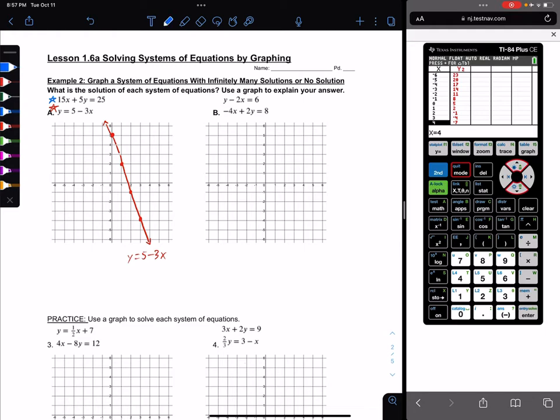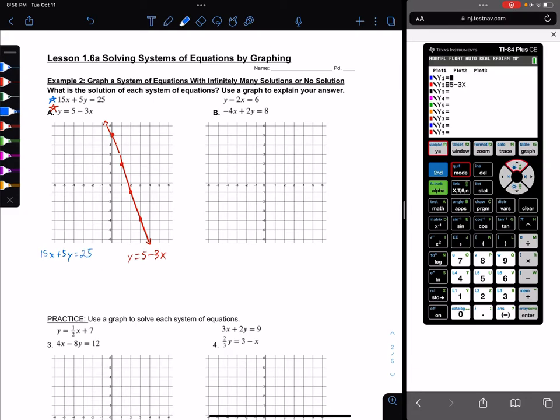Now if we look at the first equation, this 15x plus 5y equals 25, we run into a problem because this is not in a form that we can type into the graphing calculator. So if we are going to use the graphing calculators, it does have its limitations. We do need to have y isolated. The good news is we already know how to do this. We know how to isolate variables.